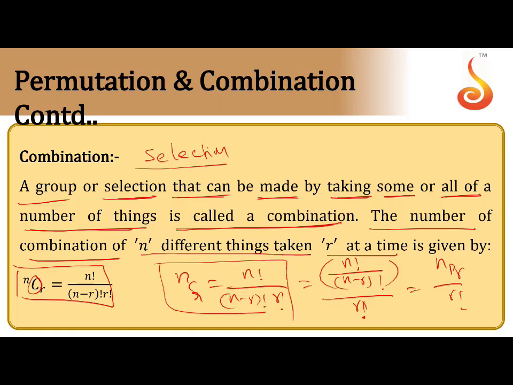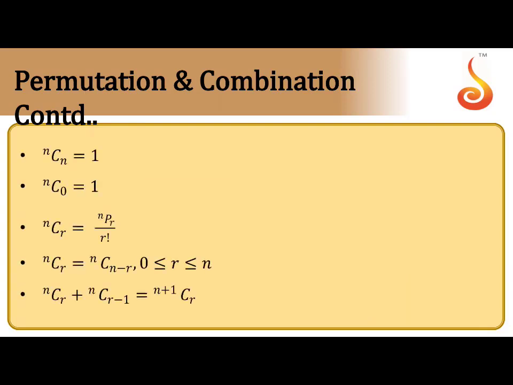nCr can be written in terms of nPr by r factorial. So observe this: nCr is lesser than the value of nPr. Why? Because nPr is divided by r factorial, we get nCr. So nPr gives more value. That means arrangements are more, selections are less. Have you got this? That's the difference between permutations and combinations. Clear? Next, there are some properties.